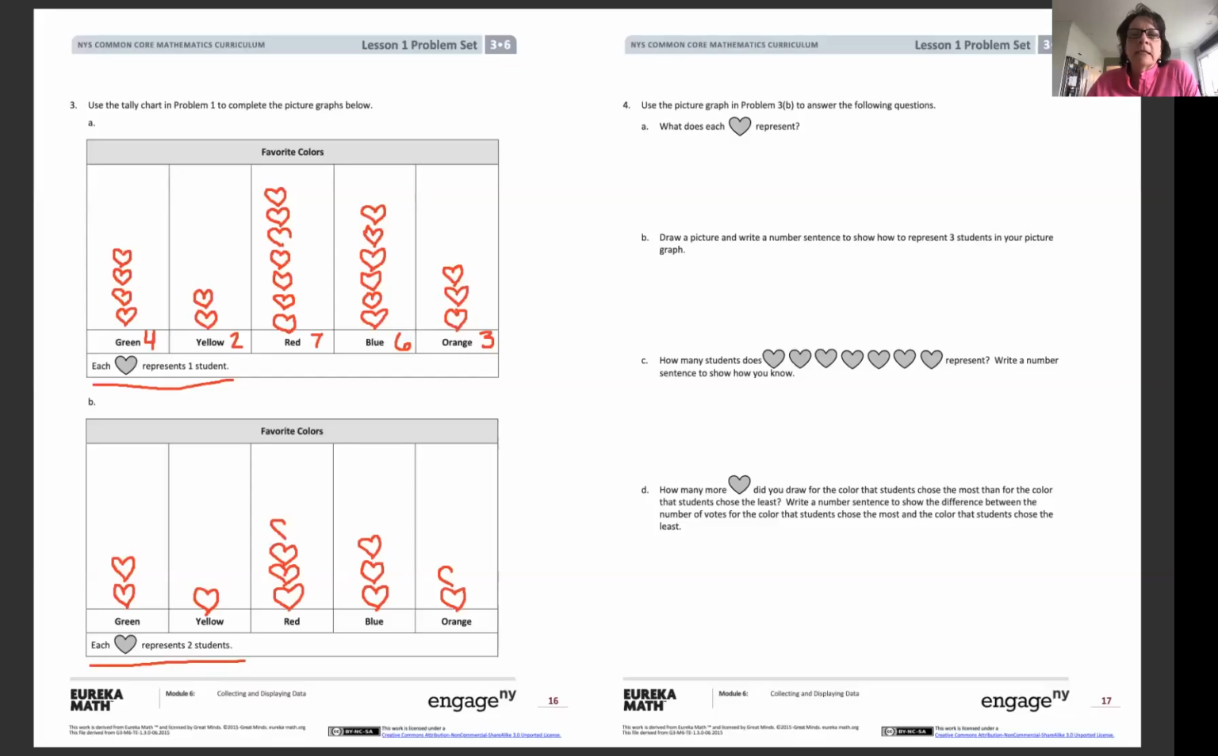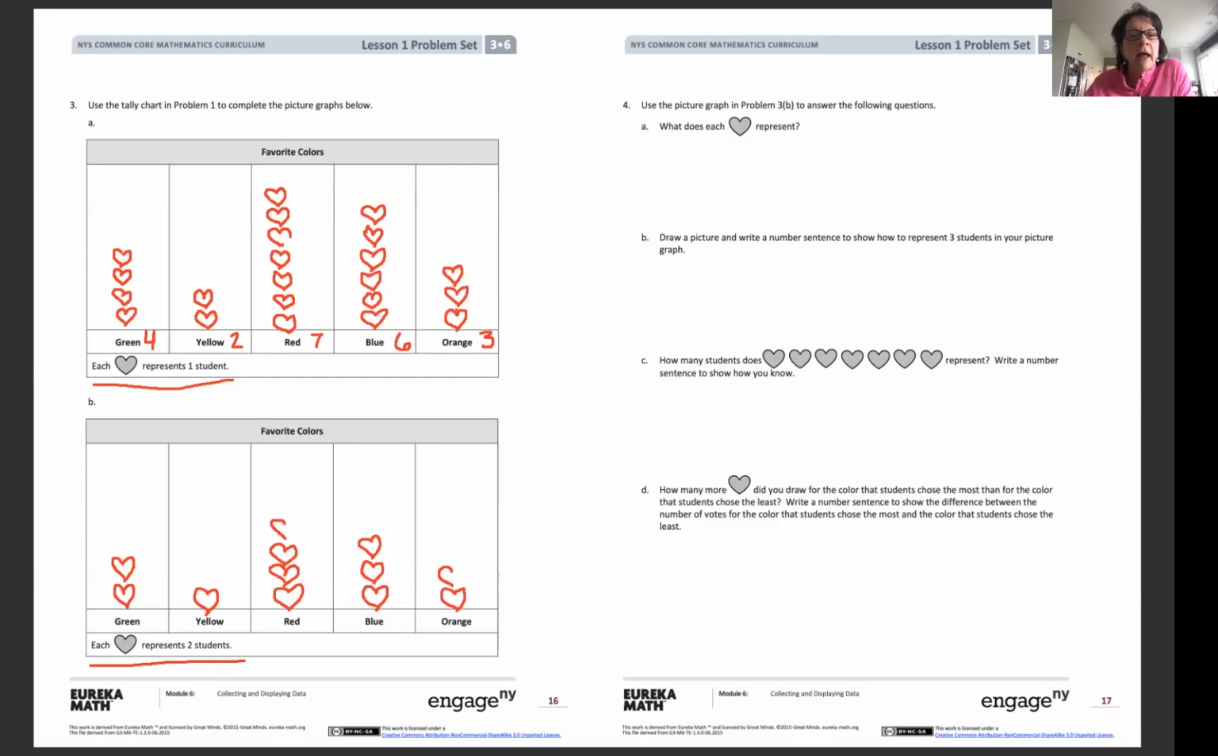Okay, boys and girls, this is our last page in today's instruction where our learning target is generating and displaying data. So you can see I have brought up the two pictographs we created in the last video. They represent the same information, just a little bit differently. The first pictograph shows each heart representing one student's vote, and the second pictograph shows each heart representing two students' votes. And I like the second one better because it's less hearts you have to draw.